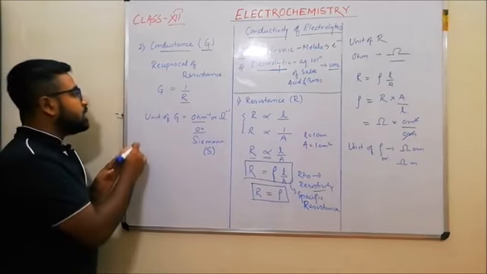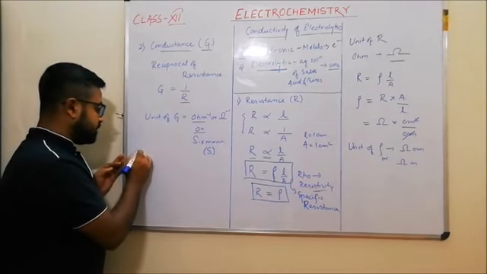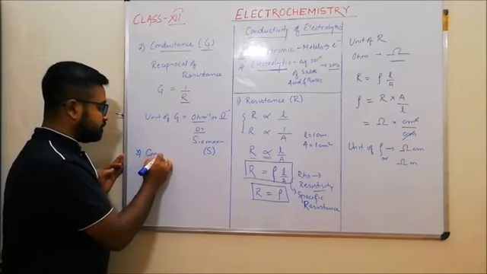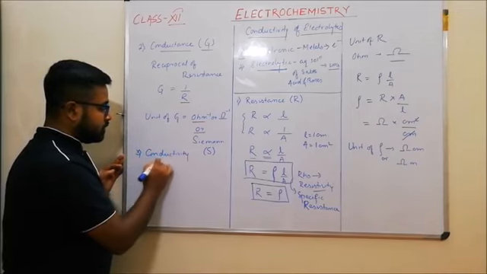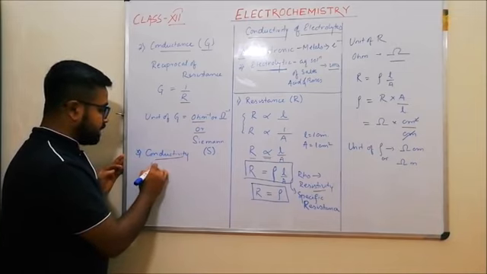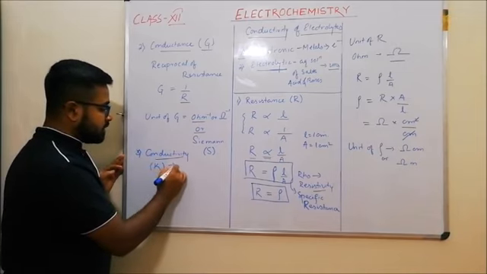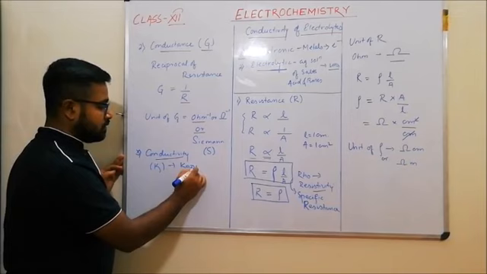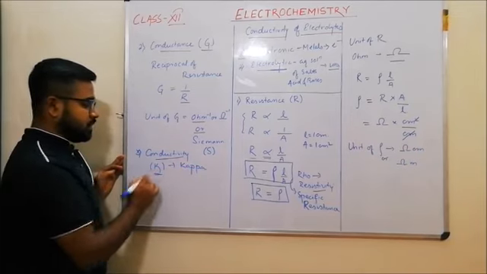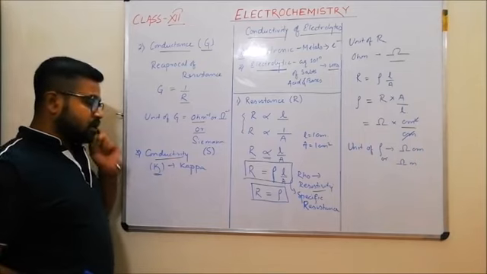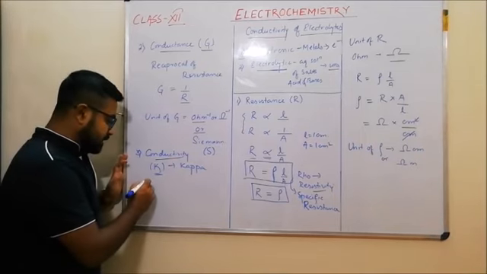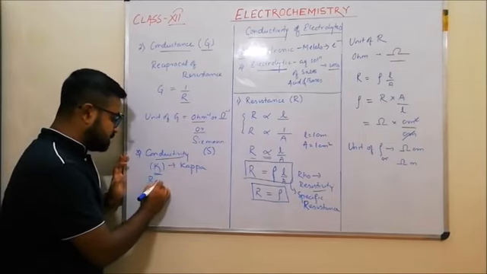So related to conductance, third is conductivity, which is denoted by Kappa. This symbol is for Kappa. Okay, so this is conductivity, Kappa. So remember, conductivity is the reciprocal of resistivity.